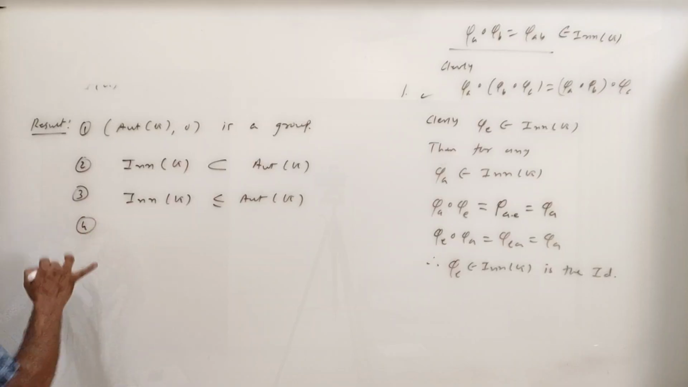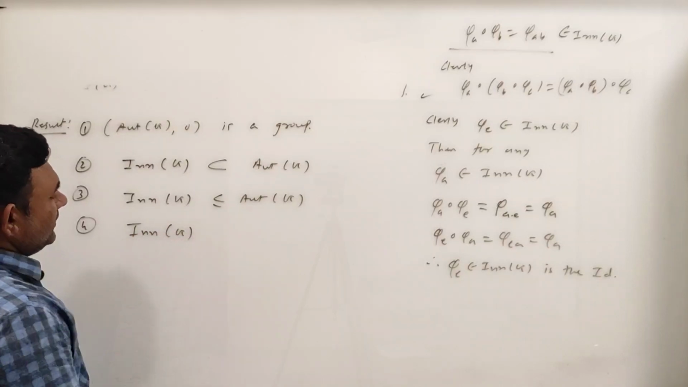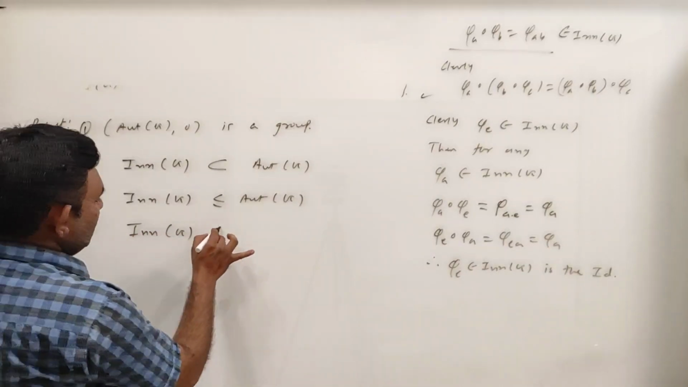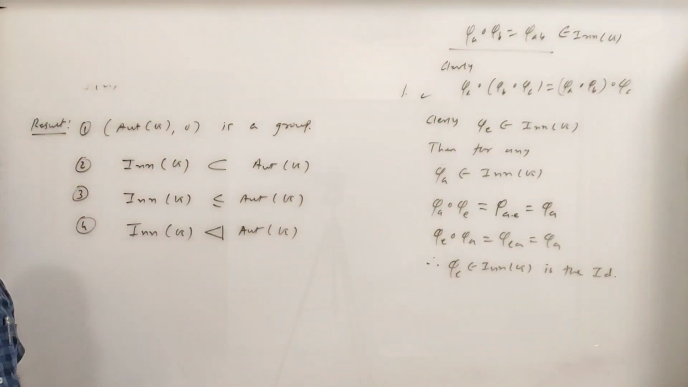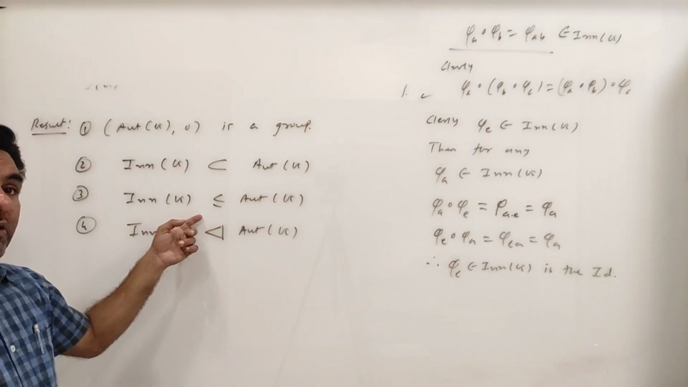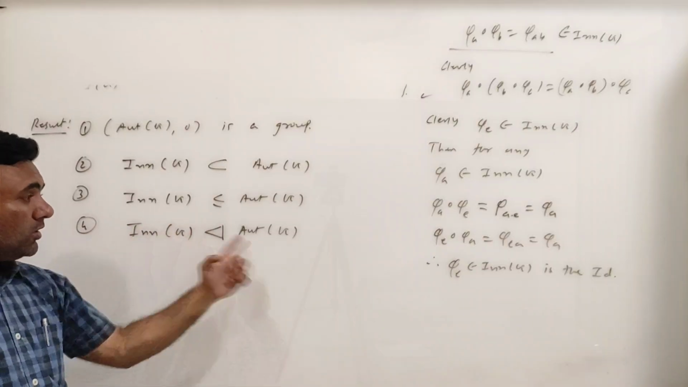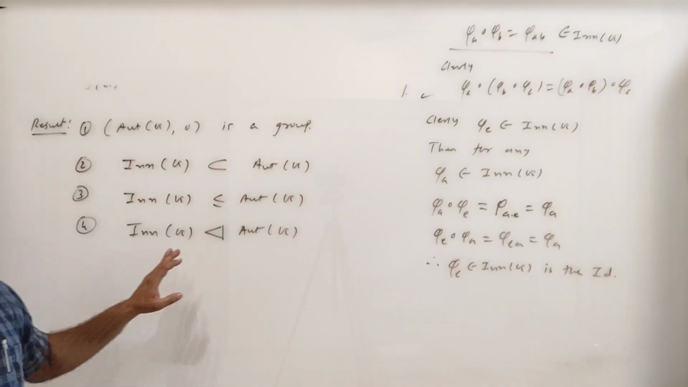Now the fourth one, it is a subgroup, but not only a subgroup. You can show that in fact it is a normal subgroup of automorphism of G. So first, this was a subset of automorphisms, then we found it is a subgroup. Now we claim that it is a normal subgroup. That it is a subgroup we already know, now I only have to show it is a normal subgroup.